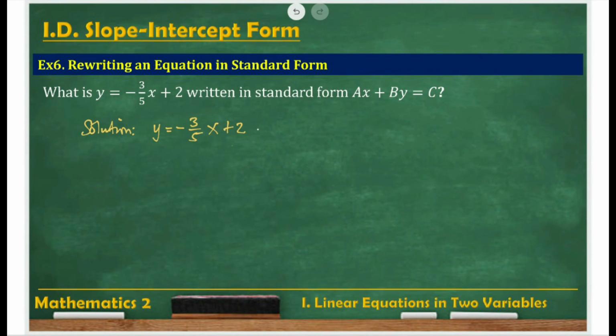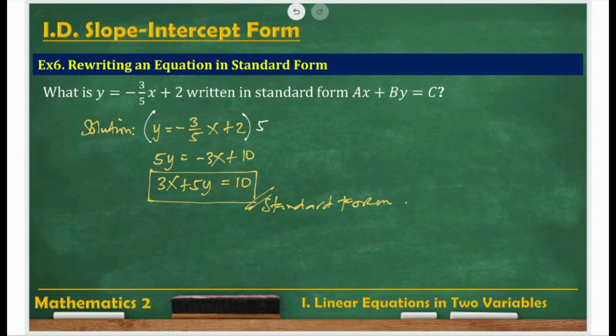So let's get rid of fractions first. We're going to multiply the equation by the LCD, and the LCD of every term is 5. So multiplying both sides by 5, we have y times 5 is 5y equals -3/5 x times 5 is -3x plus 2 times 5 is positive 10. Next, we transpose -3x to the left side. So we have 3x plus 5y is equal to 10. Therefore, this is now the standard form.